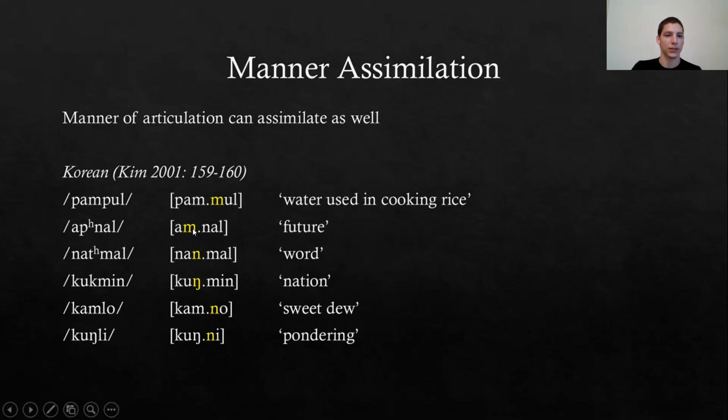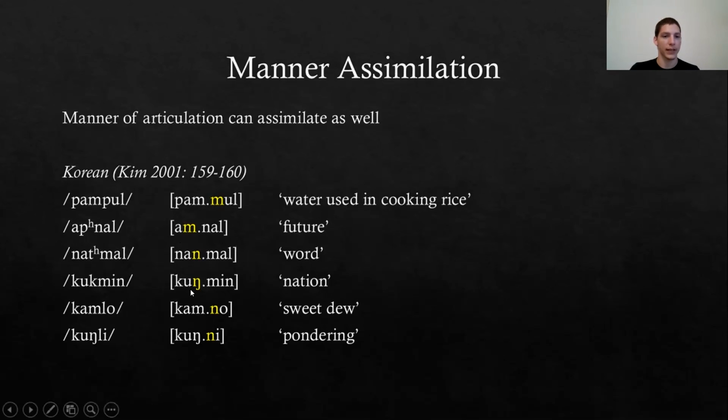And the same thing happens here, where this P changes to an M, right? It keeps its place feature, but changes its manner feature to be nasal like the sound after it. Same thing with this T. T keeps its alveolar feature, but changes its manner feature to be nasal, not its place feature, sorry. The stop becomes a nasal because it's next to another nasal sound.